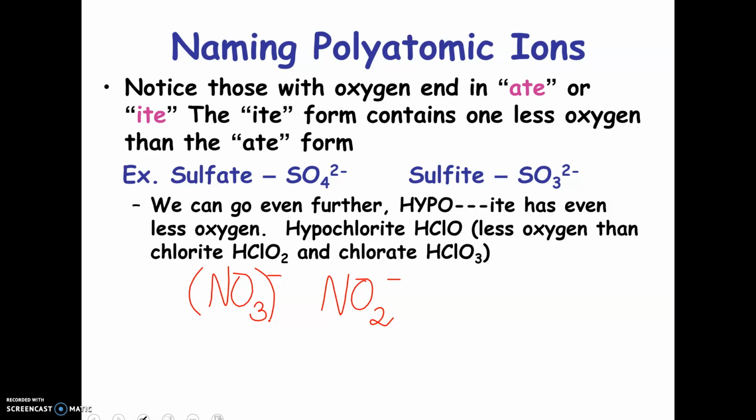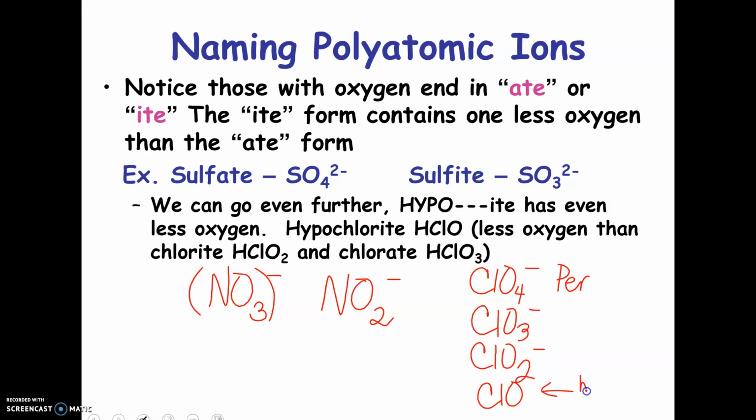There's one set that you're supposed to memorize that actually goes even further than just the ate and the ite. So perchlorate is ClO4, negative. Think of it like being hyperactive. So this is perchlorate. Then there's just chlorate, one less than the perchlorate. Then there's chlorite, and then there's hypochlorite. All of these have the same charge. So perchlorate, chlorate, chlorite, and then hypochlorite.